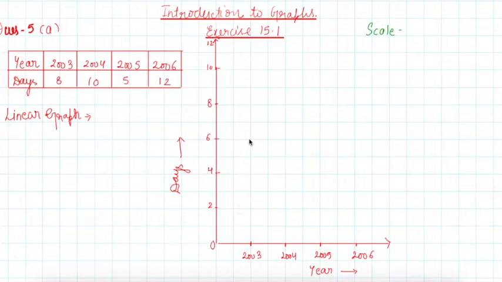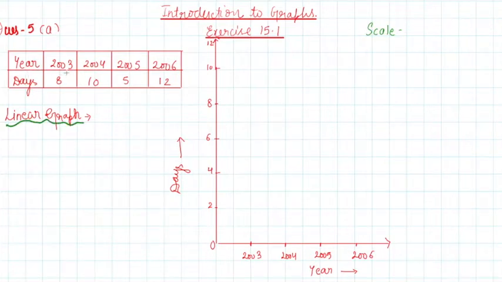In my previous video I explained up to question number 4 of exercise 15.1 of the chapter Introduction to Graphs. In today's session we will continue the exercise from question number 5. Question number 5 is: use the table below to draw a linear graph. So we have to plot a linear graph for the given data.